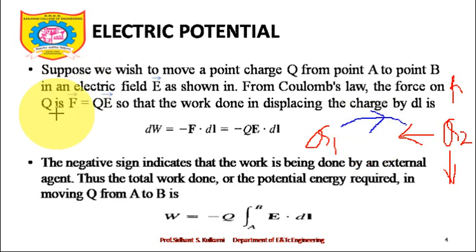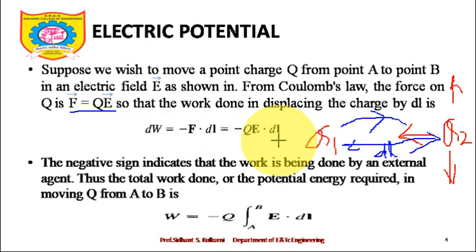So if I want to take that charge from one point to another, we already know according to Coulomb's law, F bar upon Q is equal to E bar, therefore F bar is equal to Q E bar, by simple cross multiplication. So the work done in displacing the charge by a distance dl, if we assume the distance from q1 to q2 as dl, the differential work done dW is equal to minus F bar dot dl bar. Replacing F bar by Q E bar, dW is equal to minus Q E bar dot dl bar.